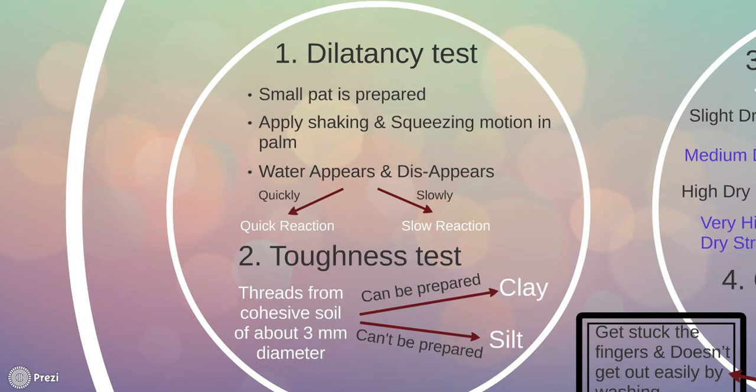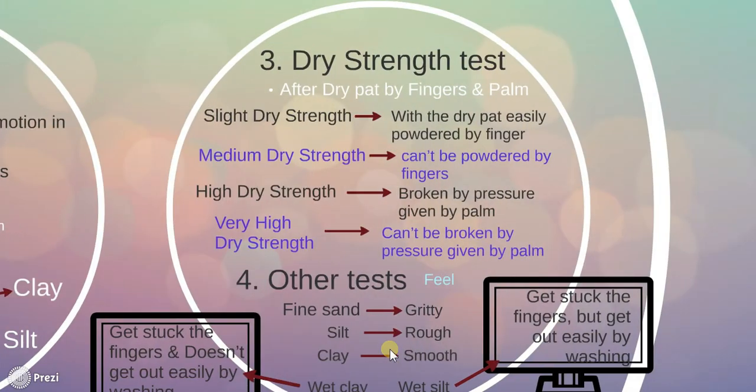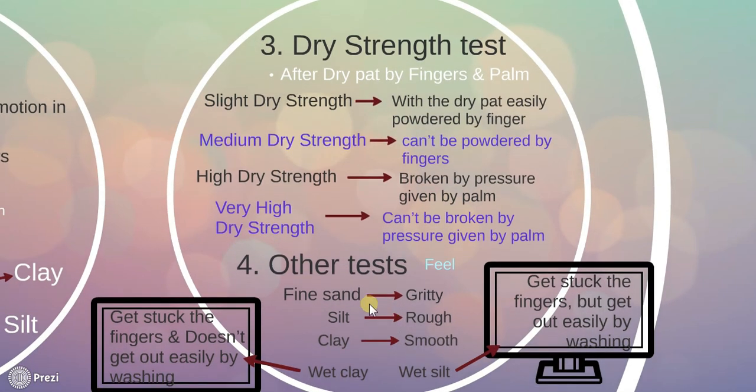Going on further, the dry strength test. In the dry strength test, the pad of the soil is completely dried by air drying or oven drying. The dry strength is determined by breaking the dried pad and crumbling it between the fingers. The dry strength is a measure of the plasticity of the soil. The dry strength depends upon the colloidal fraction of the soil.